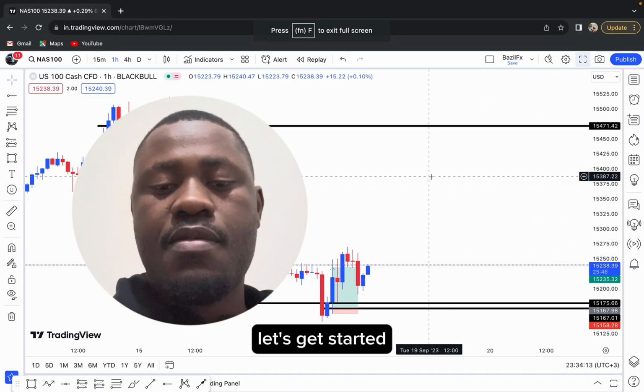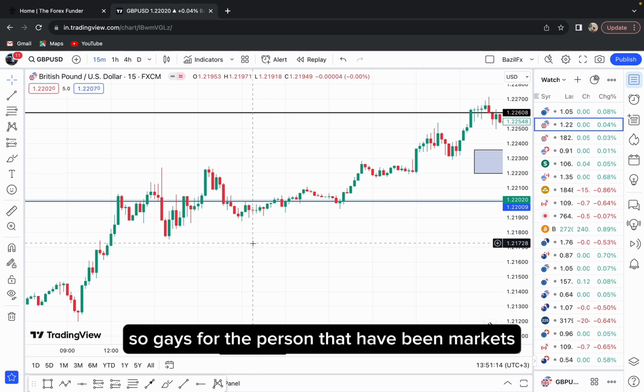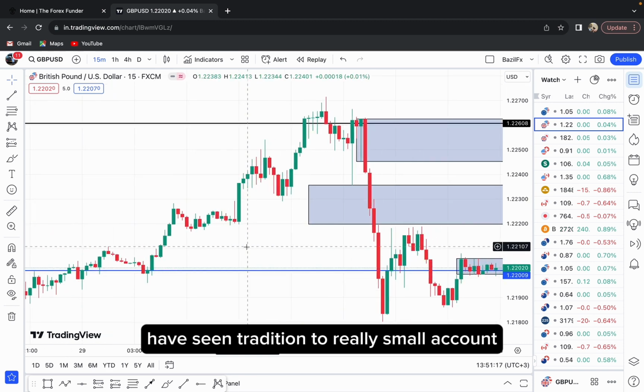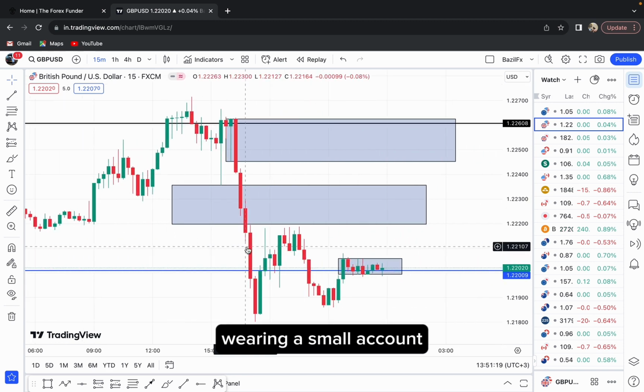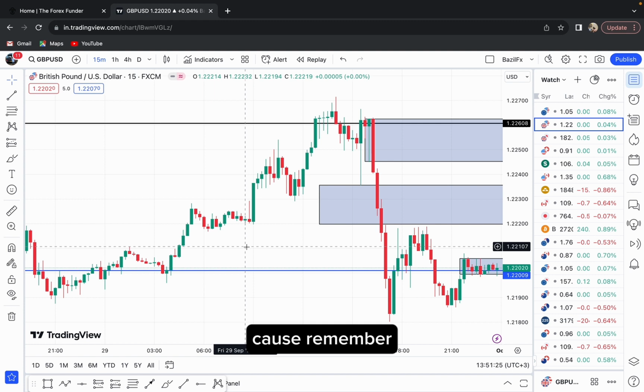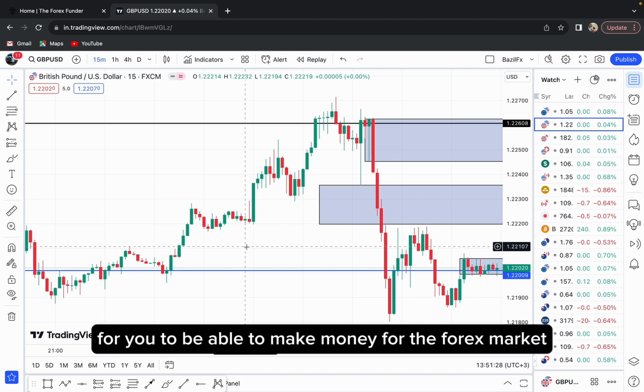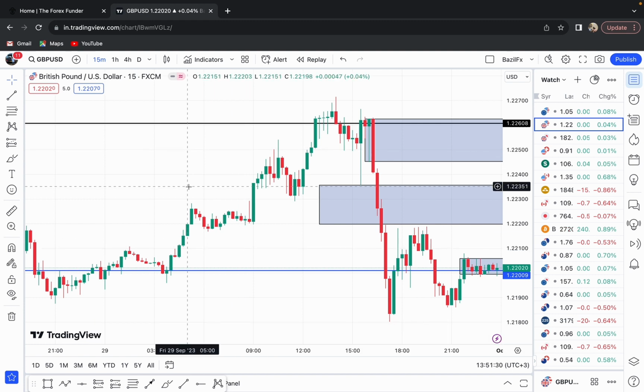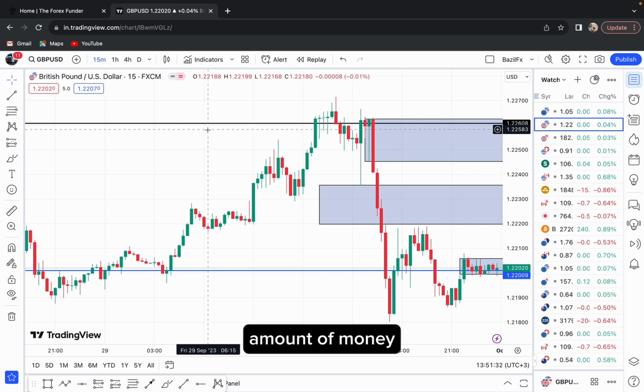Let's get started. So guys, for the past time that I've been in the markets, I've seen traders trying to grow really small accounts, and growing a small account can be so time consuming. But one of the ways you can grow your account, guys, because remember, for you to be able to make money in the forex market, you need to really have at least a big amount of money so that you can be able to use your pips properly.